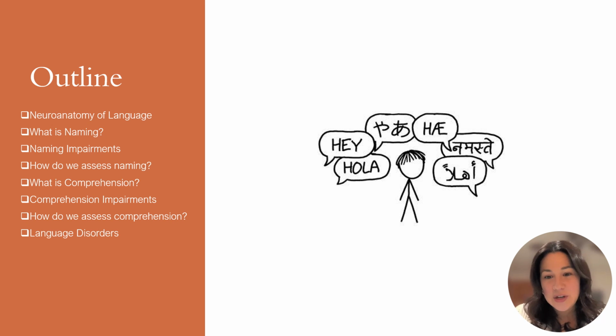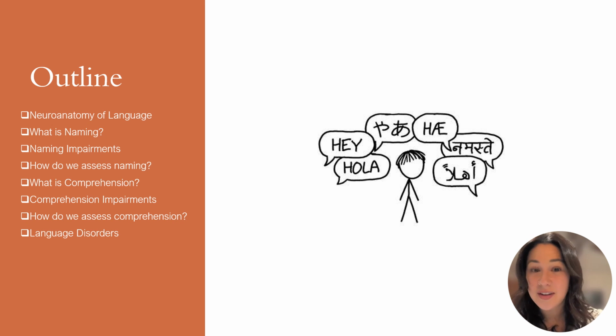So in this presentation, we will briefly go over the neuroanatomical regions important for language and communication. Then we will investigate the language abilities of naming and comprehension, as well as what impairments can happen when there are deficits in naming or comprehension, and how we neuropsychologists go about assessment of these abilities. Finally, we will briefly review some well-known language disorders.